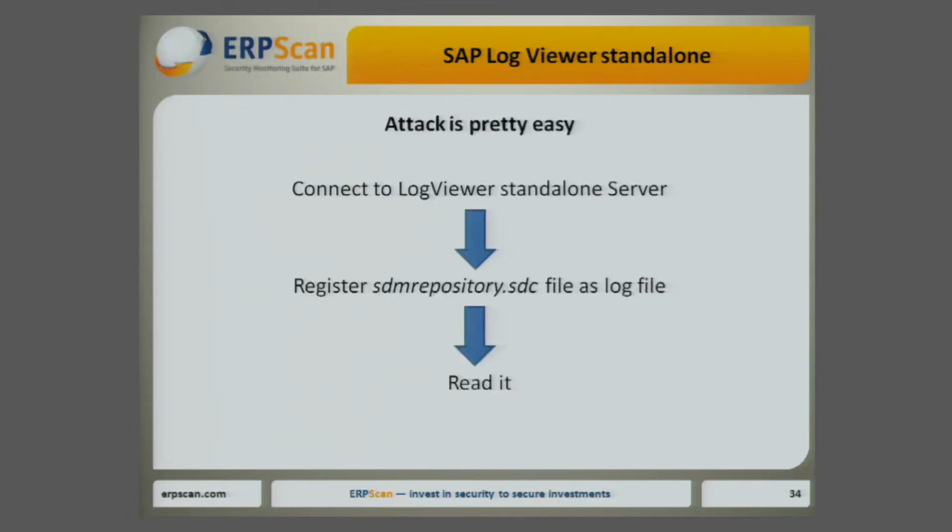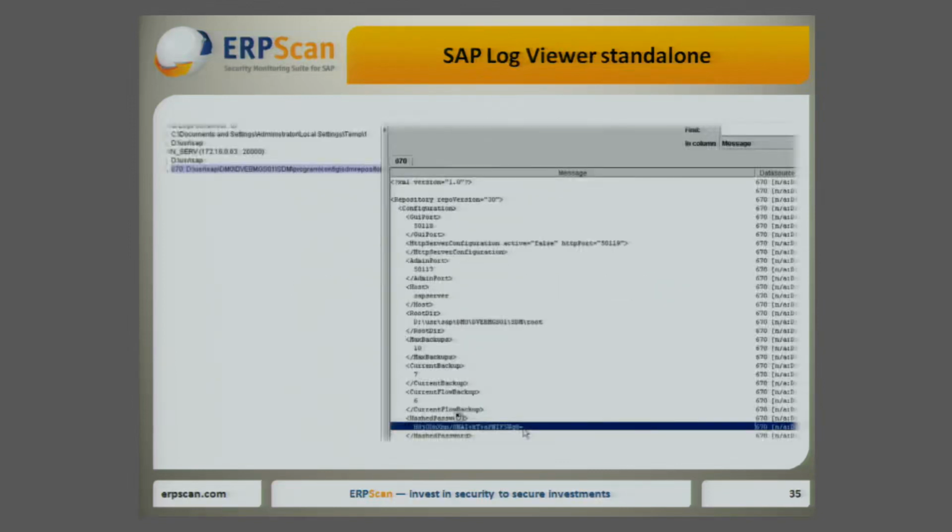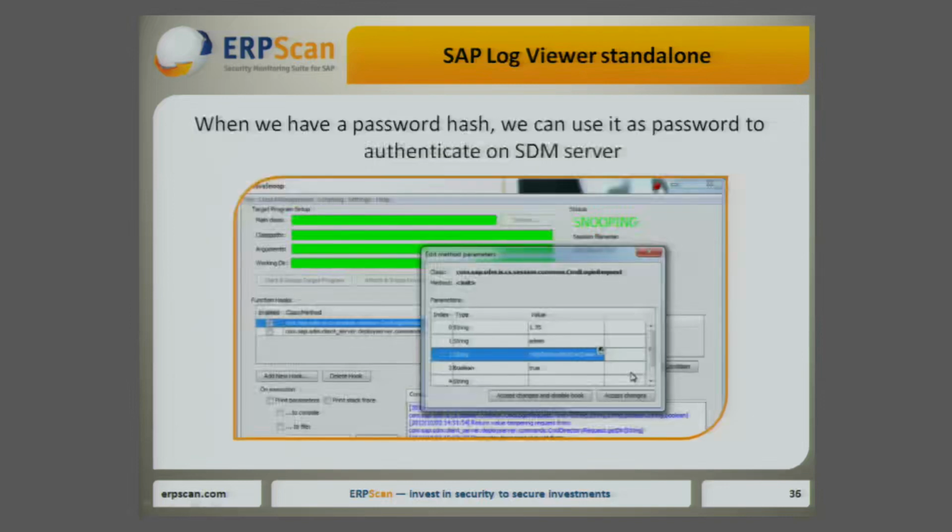So the attack is pretty easy. Connect to the log viewer standalone server, register the sdm repository.sdc file as a log file, read it, and get the hash. That's how the config file looks in SAP Log Viewer. And there is the hash. We got it.